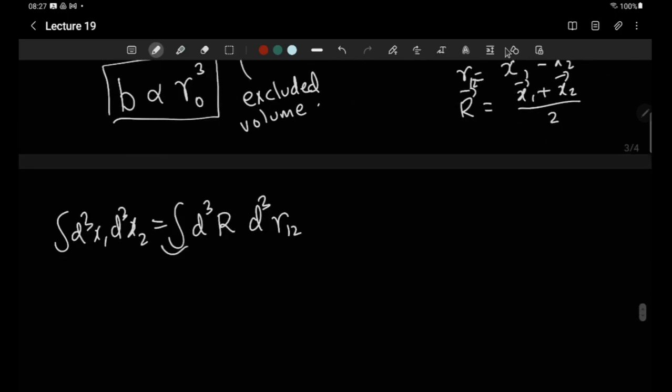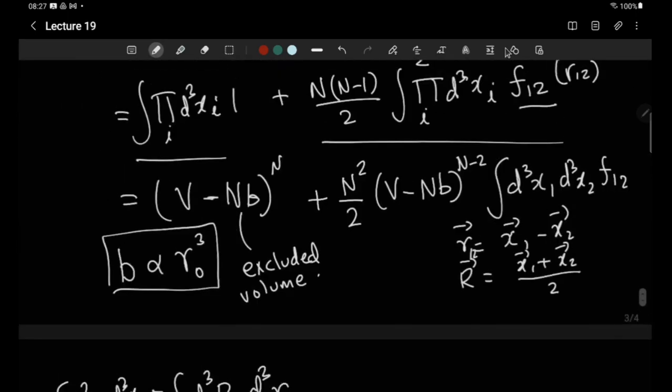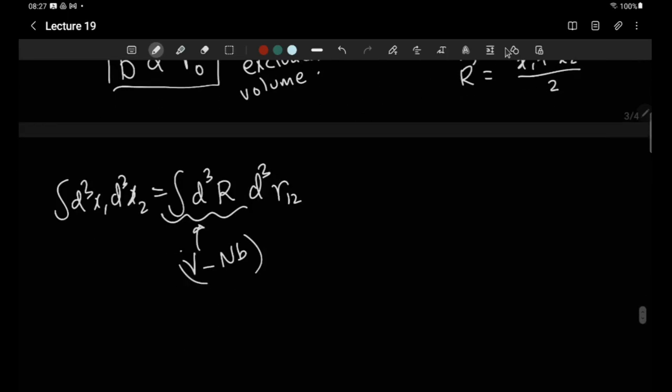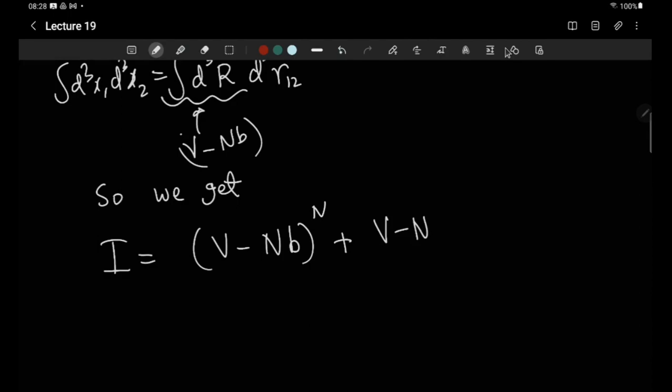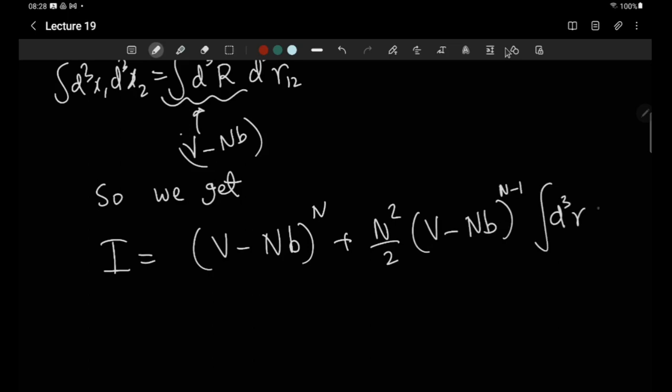Then I can do the capital R integral, and this will give me another factor of V minus nb. What I'm doing is I can do the capital R integral, but then I'm left with one integral that has to be done. So we get I equal to this. Okay, so this is the integral.